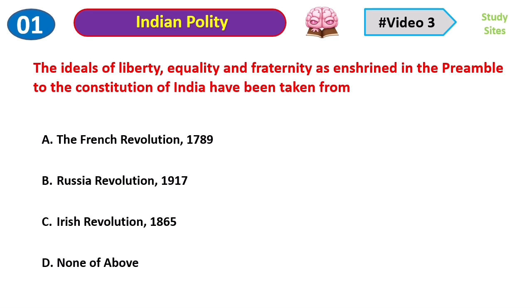The ideals of liberty, equality, and fraternity enshrined in the preamble of the Constitution of India have been taken from the French Revolution in 1789.